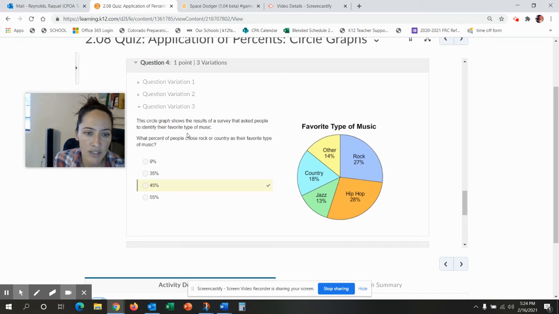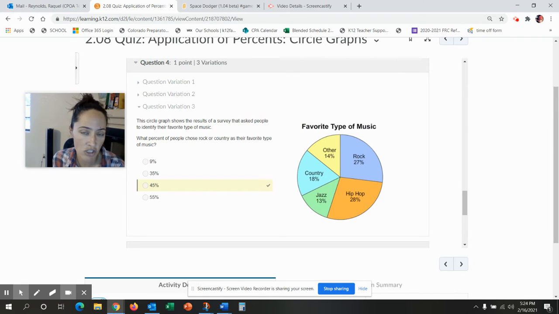Aha. This circle graph shows the results of a survey that asked people to identify their favorite type of music. What percent of people chose rock or country as their favorite type of music? 45%. How did they solve this? What do you see? Did you solve this? Did you have this question? Or would you already see this?